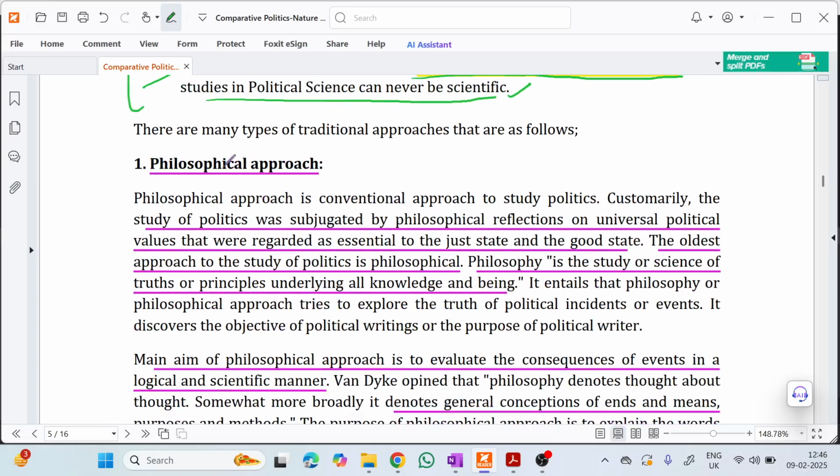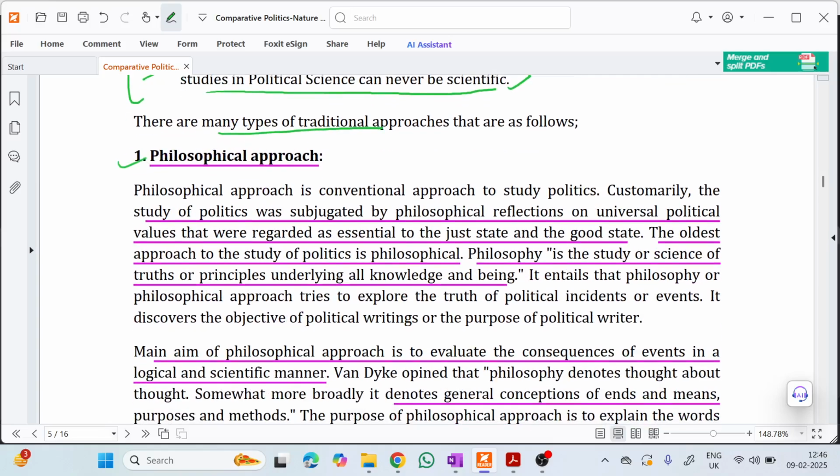Then there are many traditional approaches. First, the philosophical approach.